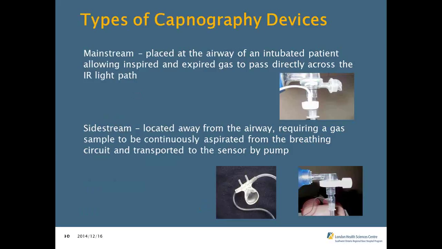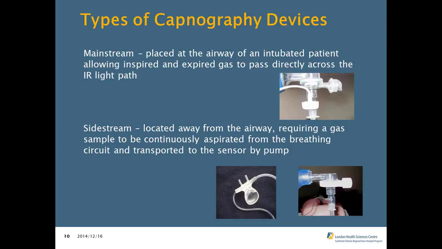Before digging any deeper into the specific conditions, we should look at the types of devices that may be available to you at your service. There are two different types that you'll typically see. One is mainstream capnography, and it's placed directly at the airway of an intubated patient and allows the inspired and expiratory gas to pass directly through the infrared light path that goes directly to your cardiac monitor and will provide you a readout, again with the capnogram and an EndTidal CO2 reading in the form of a number. This is the device that you would put on an endotracheal tube.